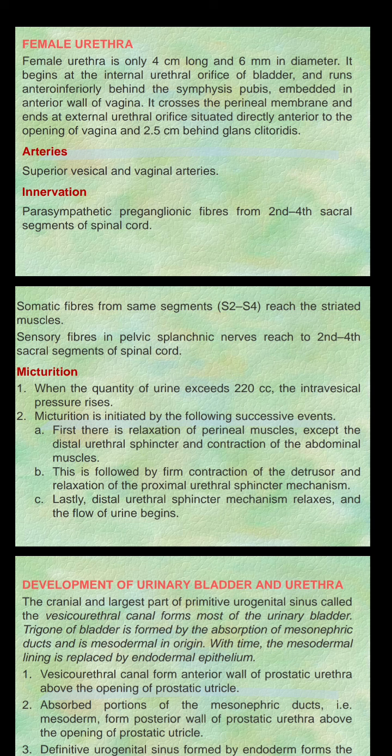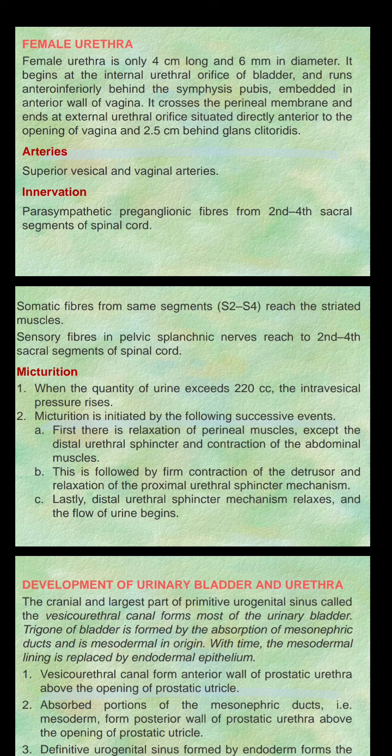It begins at the internal urethral orifice of the bladder, which is situated in the neck of the bladder, and it runs anteroinferiorly behind the symphysis pubis and is embedded in the anterior wall of the vagina.